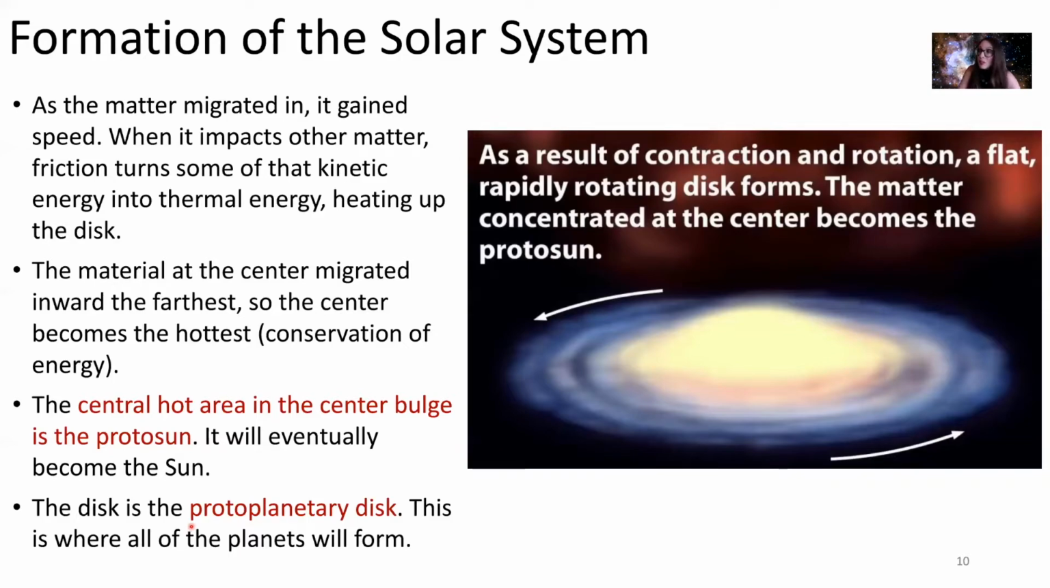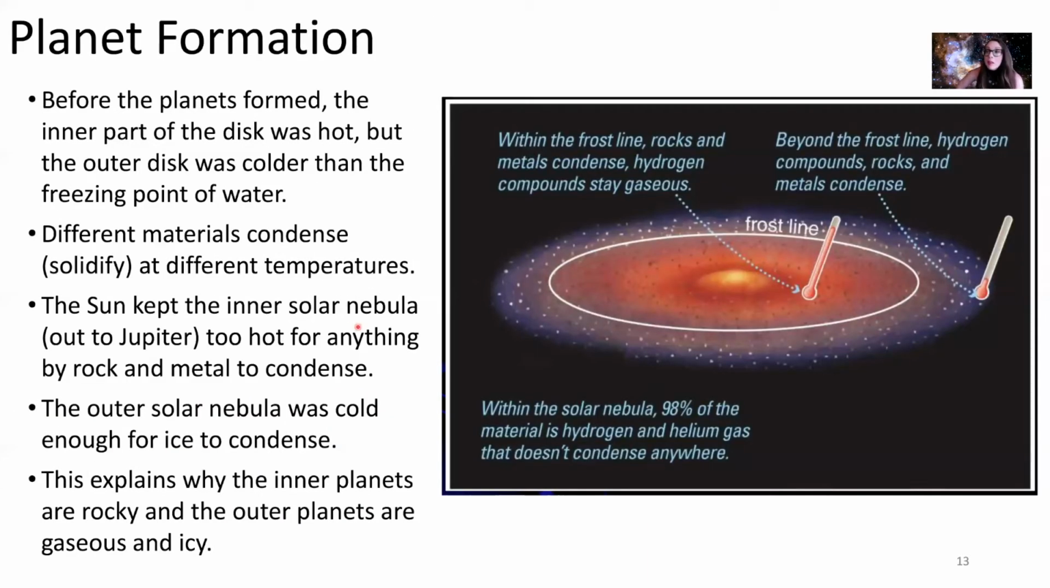This process that I'm describing right here is exactly like that image that I showed you at the beginning of this mini lecture. Within this disk is where all of our planets will begin to form. Now we're going to talk about why the planets in our solar system have different compositions based on their distance away from the sun. Okay, and it all has to do with the temperature of the disk.